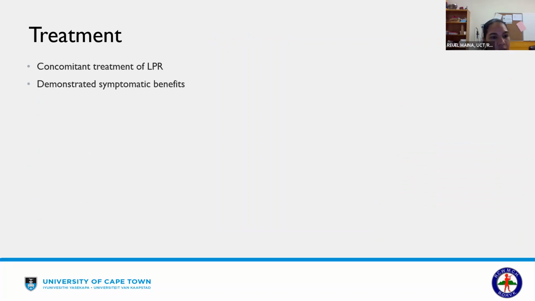So the treatment of LPR really is weighed against demonstrated symptomatic relief and benefit for children. And depending on the underlying or associated condition of the patient, it's an adjunctive therapy rather than just acid suppression alone.